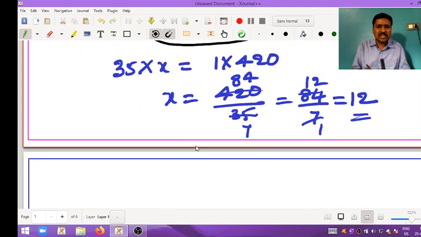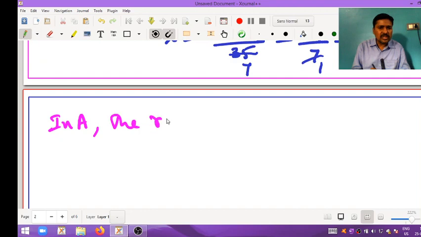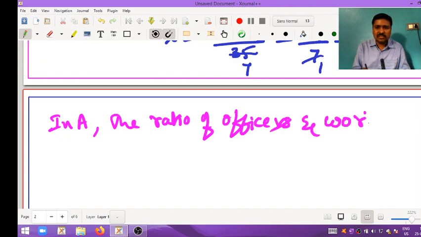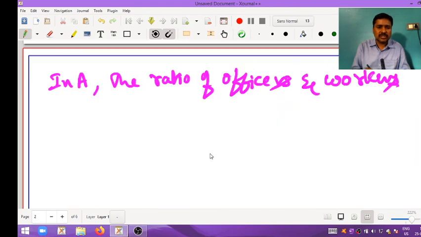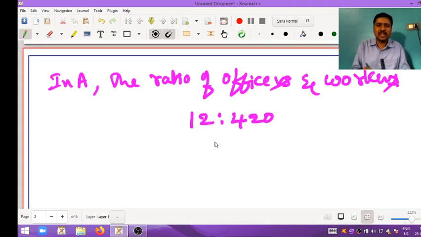So in company A, the ratio of officers and workers is equal to 12 is to 420. So that means 12 officers and 420 workers are there in company A.